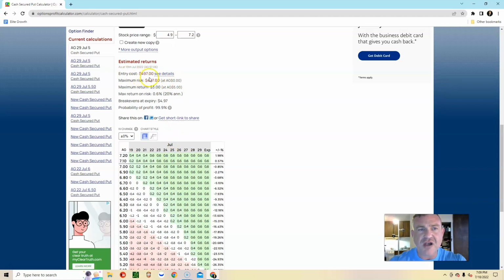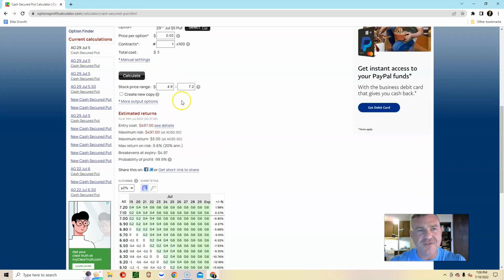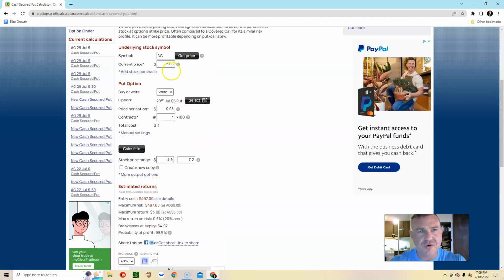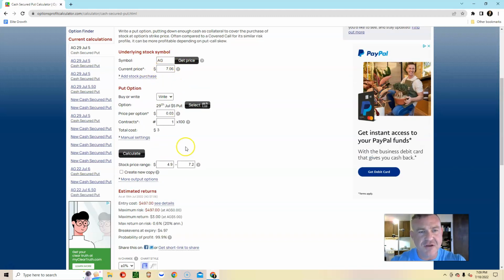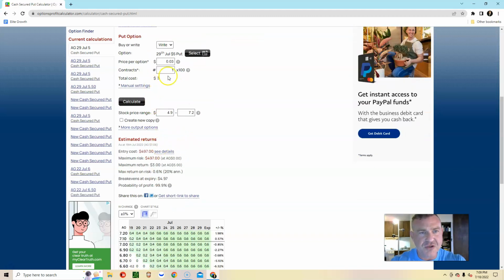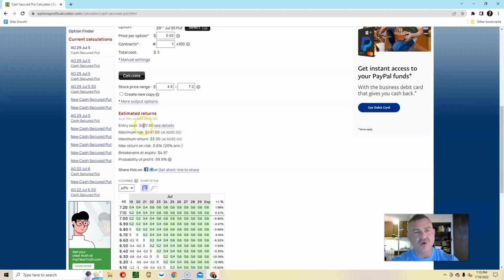You see the entry cost. What is that talking about? That's talking about if this stock, First Majestic, which is trading around 7, goes under your strike price of 5 by that July 29th date. If so, you're going to be buying the stock. $500 minus this $3 is $497. Look at this, max risk. You're risking this if AG goes to 0.